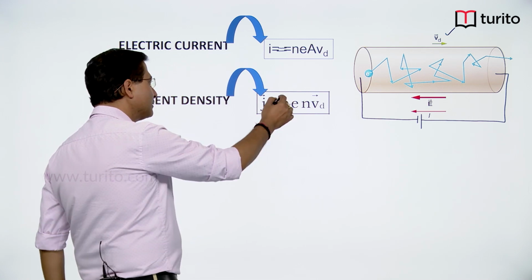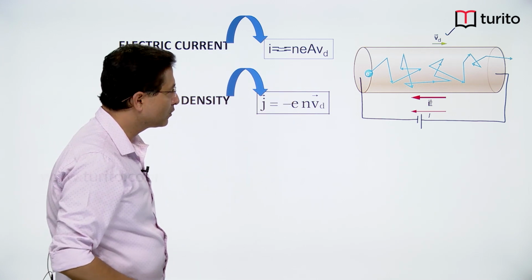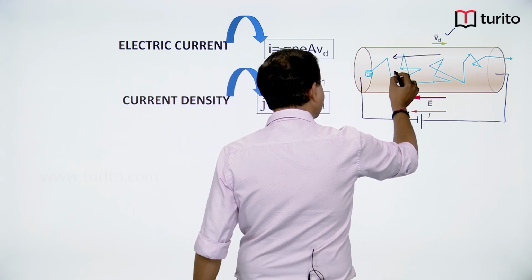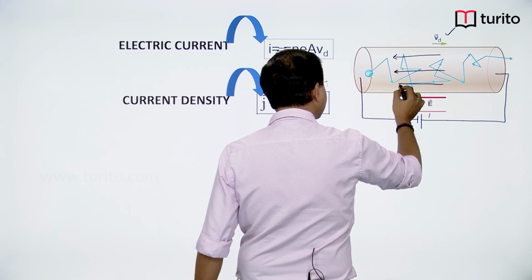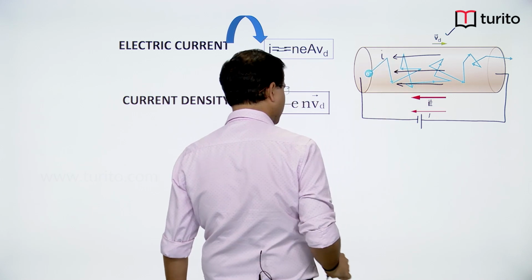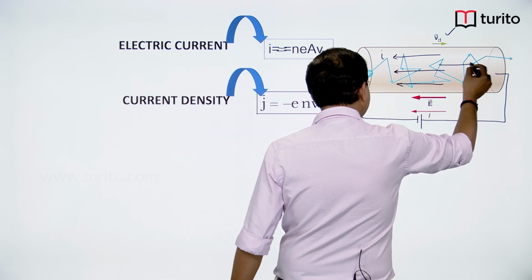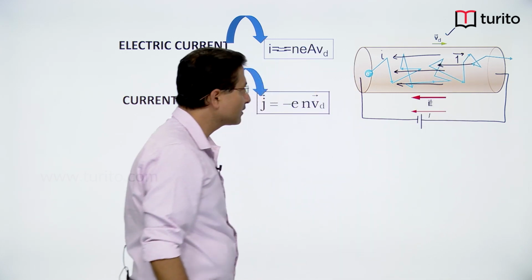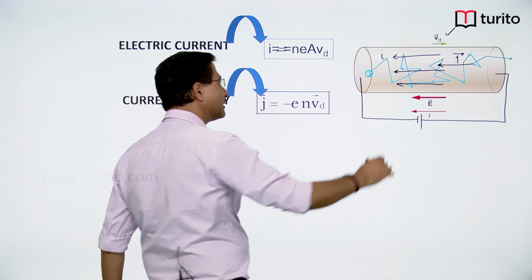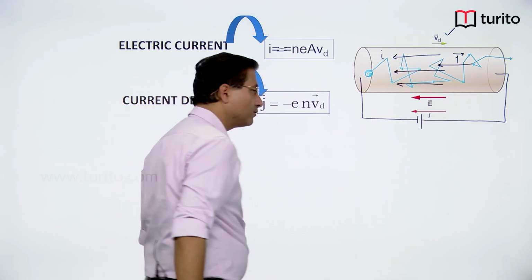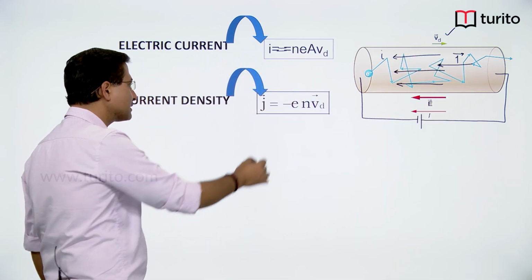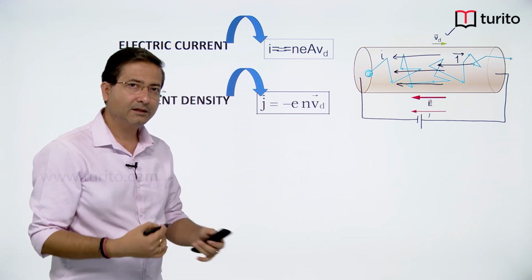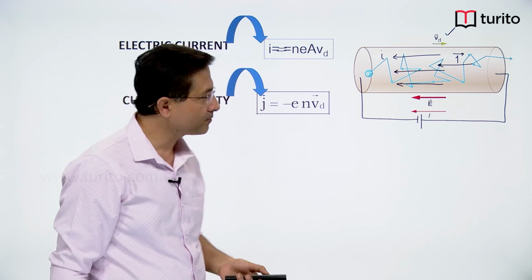The minus sign indicates that both will be in opposite directions. So, as current starts flowing in this direction, current density will be in the same direction. The direction of current density is the same as the direction of current, but you can see that drift velocity is opposite to the direction of current density. So, the minus sign is because J and Vd will be in opposite directions, right.